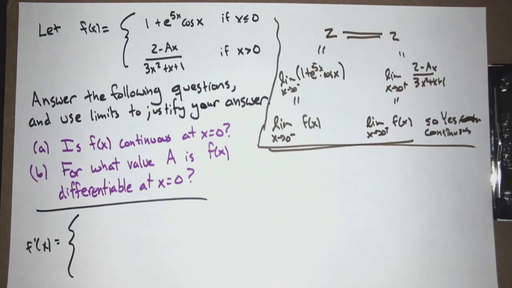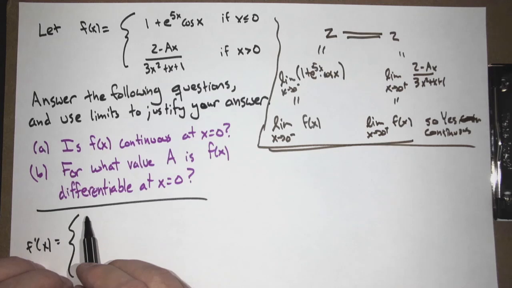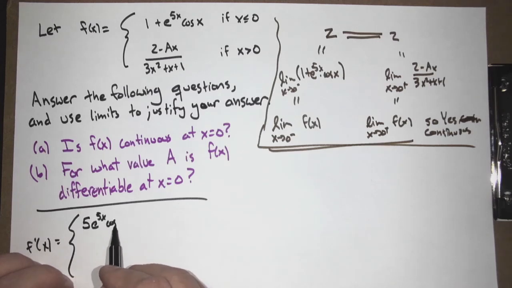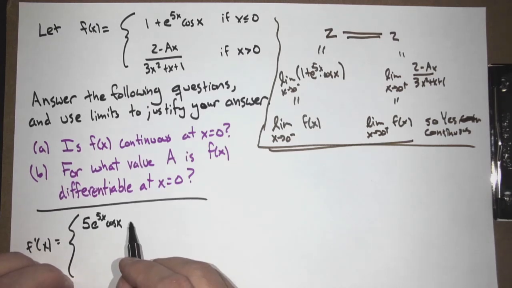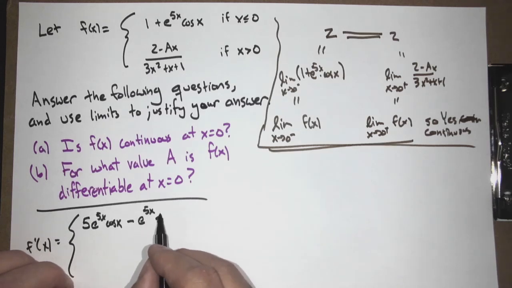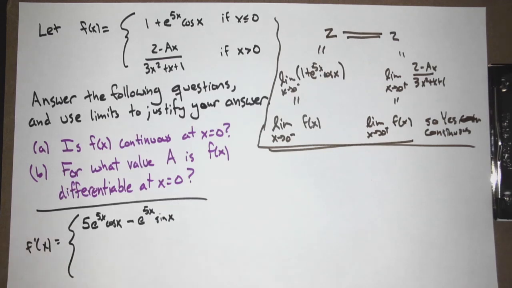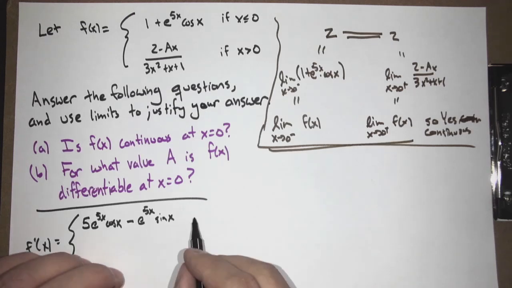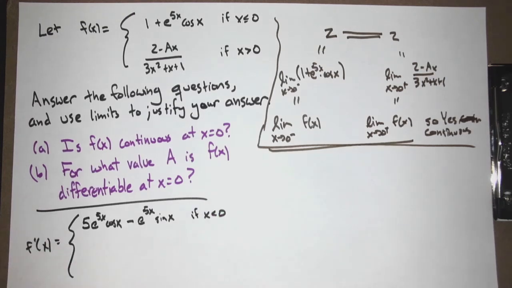What's the derivative of 1 plus e to the 5x cosine x? Well, it'll be 0 plus 5 e to the 5x cosine x. All right. And anything else? Minus, there is some other stuff. E to the 5x sine x. Why is there a minus here? Because the derivative of cosine is negative sine. All right. And this is if x is negative.